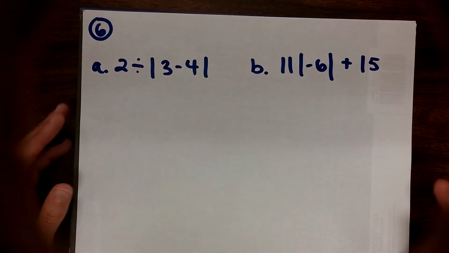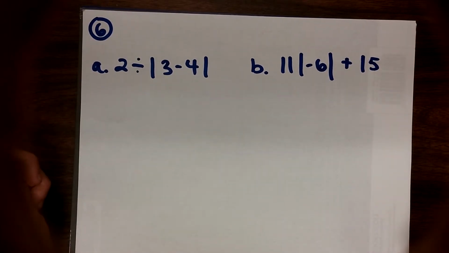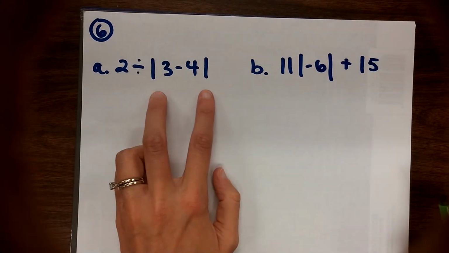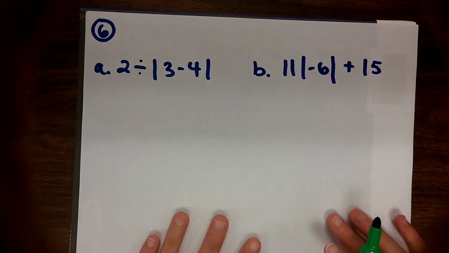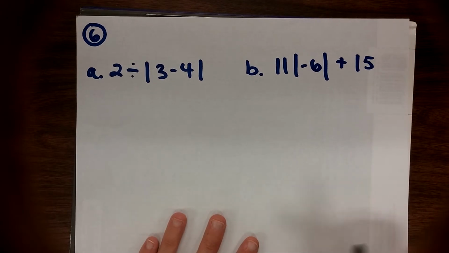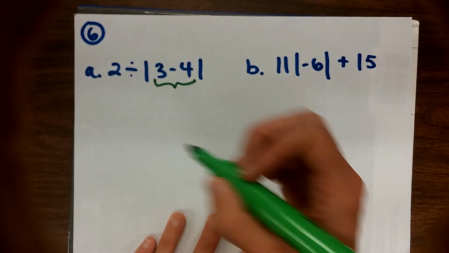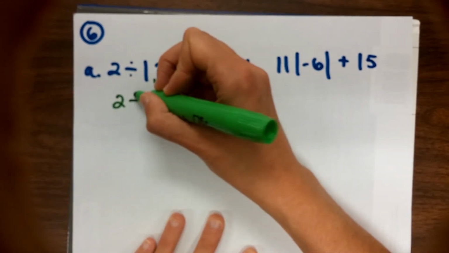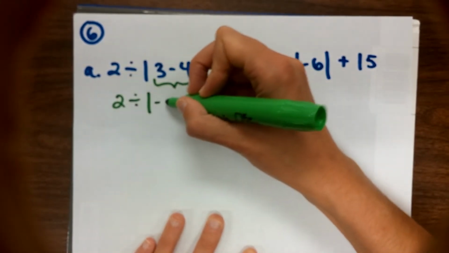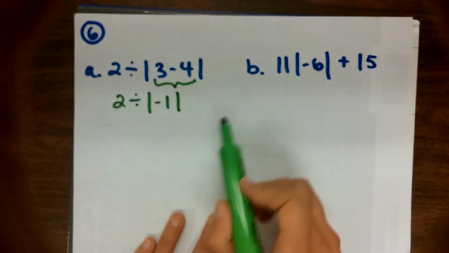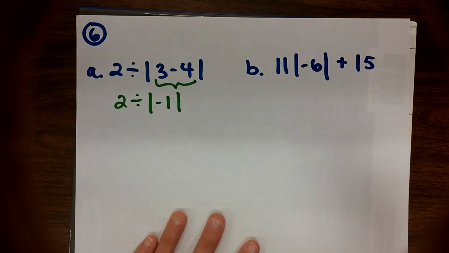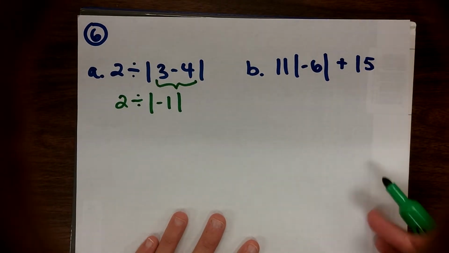So with part A, we have 2 divided by the absolute value of 3 minus 4. Absolute value bars are kind of like parentheses, so we want to actually evaluate what's inside them first. So we're going to start by figuring out what is 3 minus 4. And we know 3 minus 4 is negative 1. So we make that the absolute value of negative 1. Now we're going to evaluate the absolute value of negative 1.